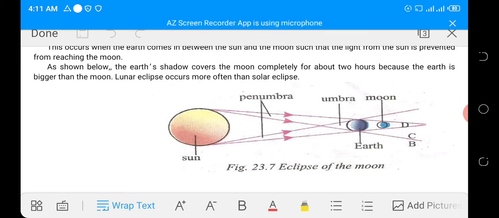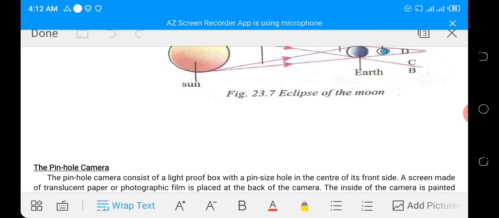So as shown below, the earth's shadow covers the moon completely for about 2 hours because the earth is bigger than the moon. Lunar eclipse occurs more often than solar eclipse. That is, the earth experiences lunar eclipse more often than solar eclipse.